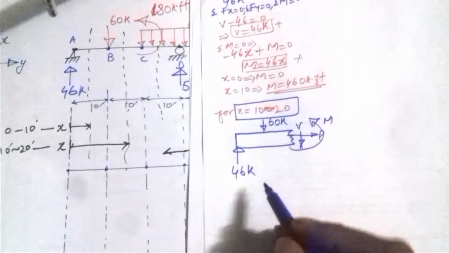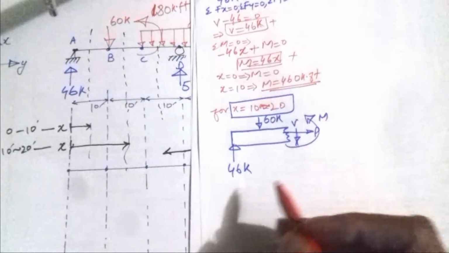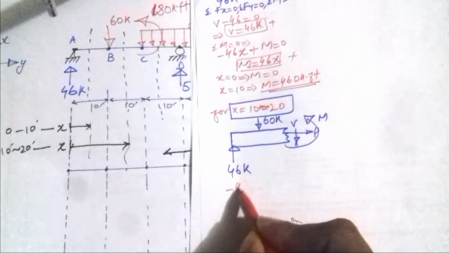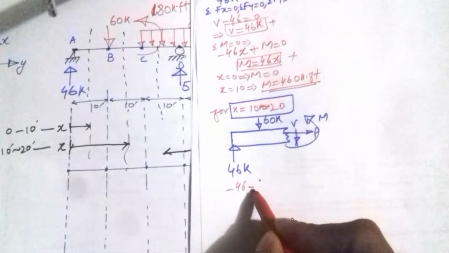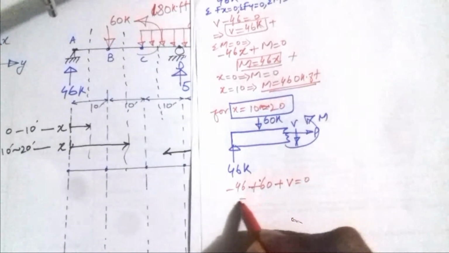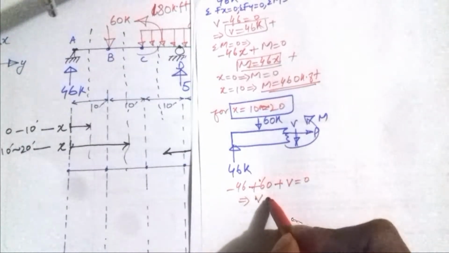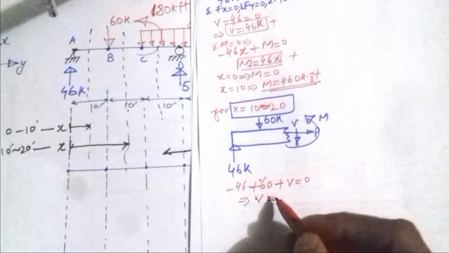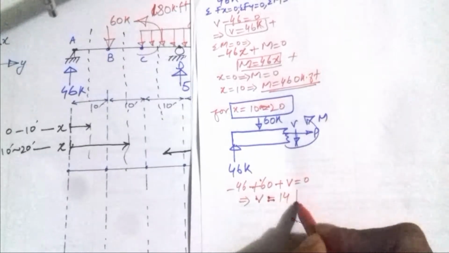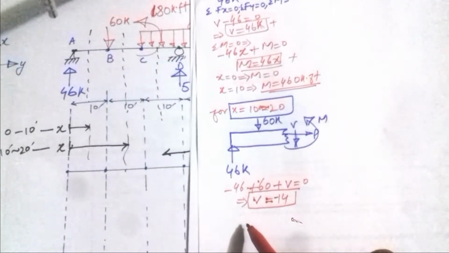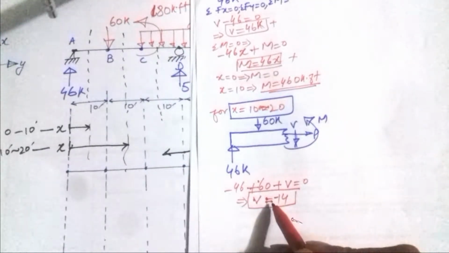So again, cutting short, I can say that minus 46 plus 60 plus V is equal to 0, which implies that V is equal to 14. It is 14 negative. So the shear force has been calculated.